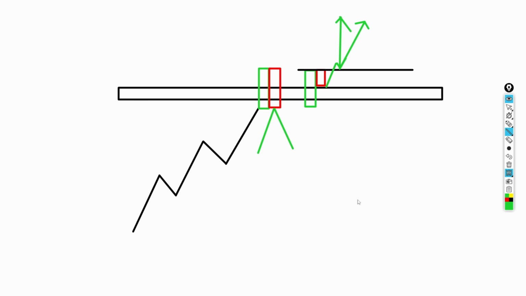And you can apply this strategy on the support level also. This is the example of resistance. Let me explain the support example also. So this is our support level. Price is moving like this. It broke. We got this breakout candle.